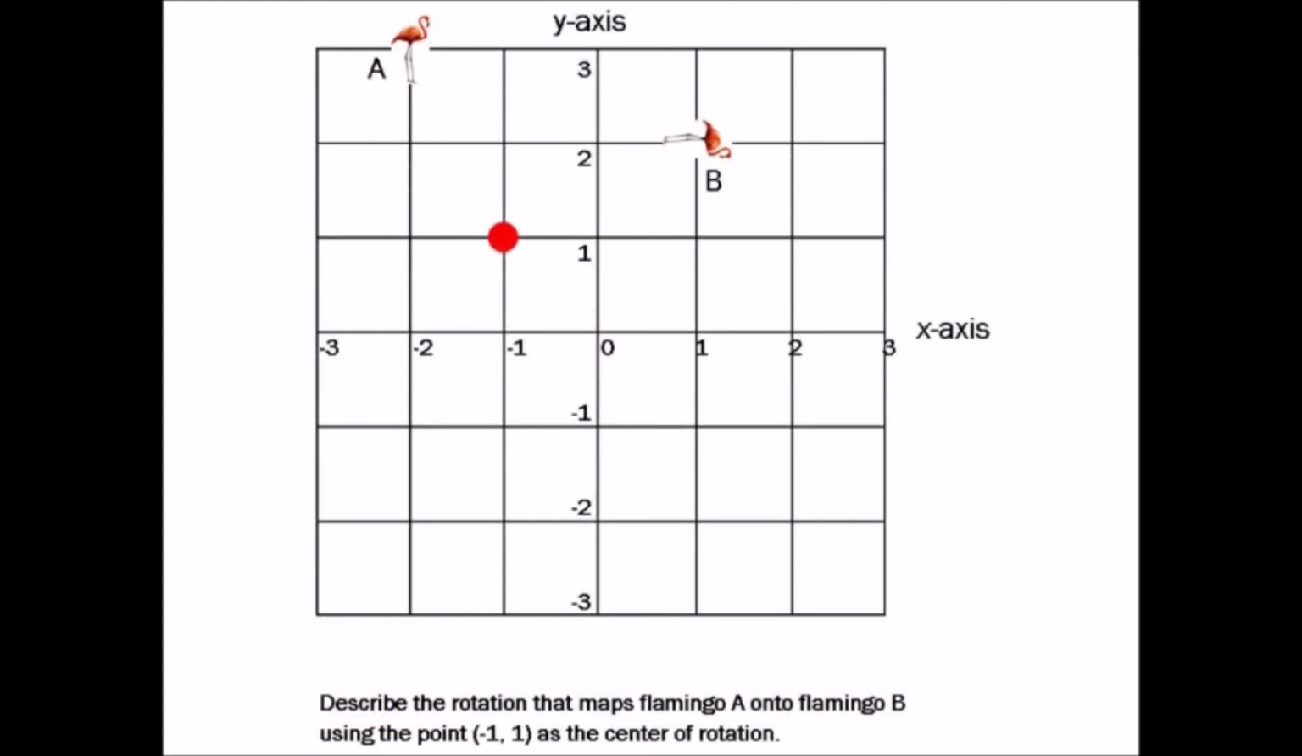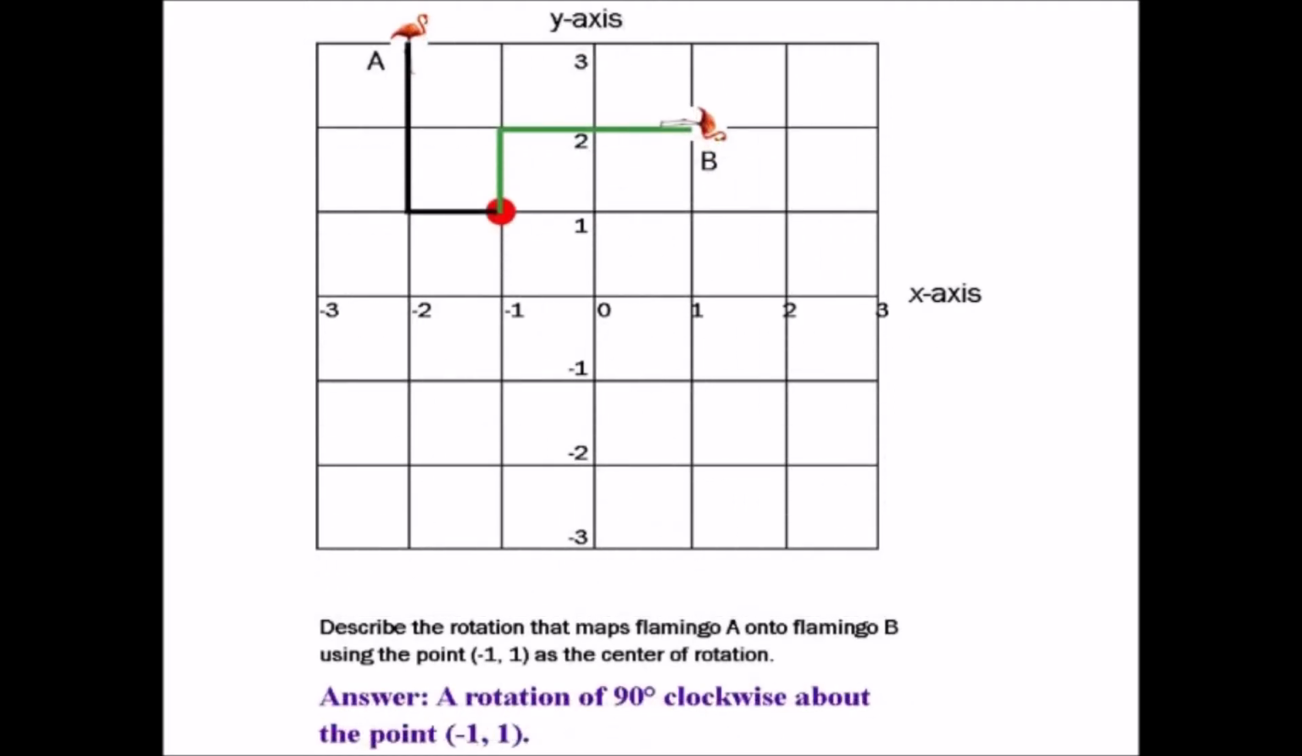Now, describe the rotation that maps flamingo A onto flamingo B using the point -1, 1 as the center of rotation. Now, you have that center of rotation with the orange circle, and so we moved it using that as the center of rotation, and we went from A to B. So attach your lines from the center of rotation to flamingo A. So go across 1, go up 2. Do we move left or right? We had to have moved right to get that rotation, and we even rotated the flamingo.